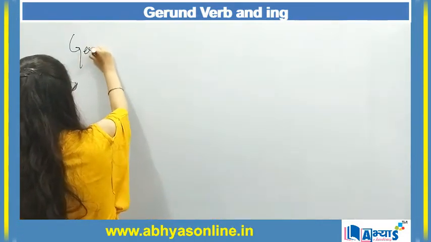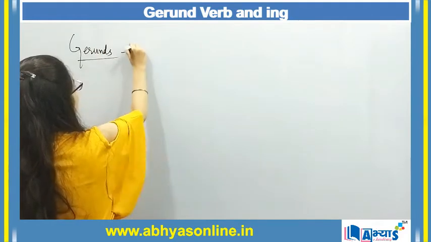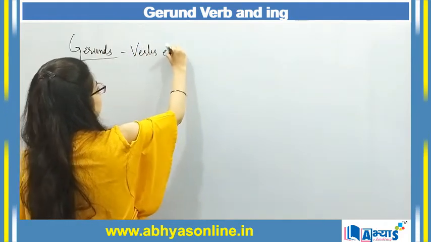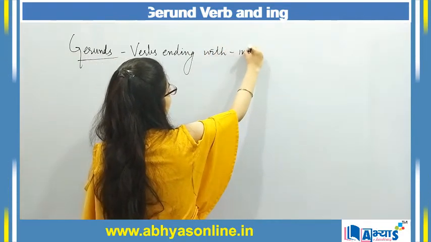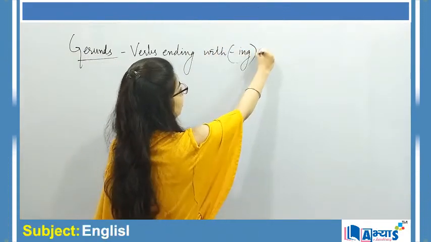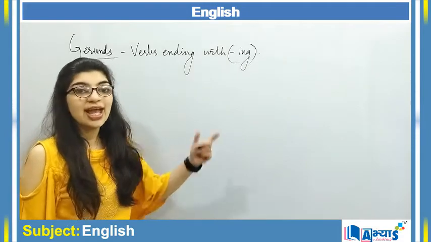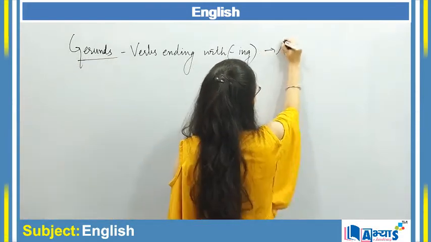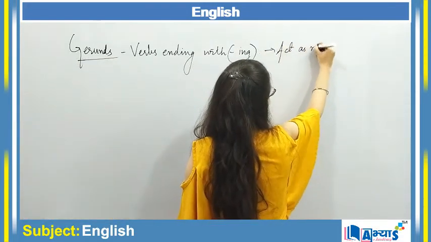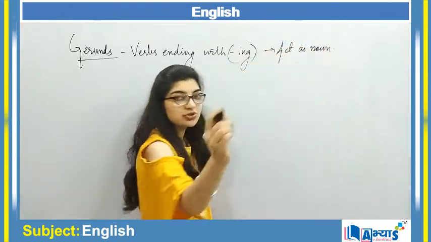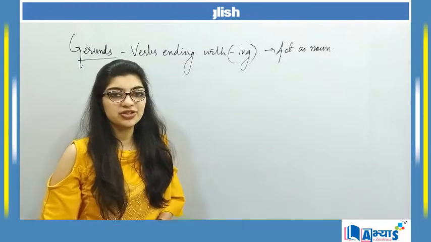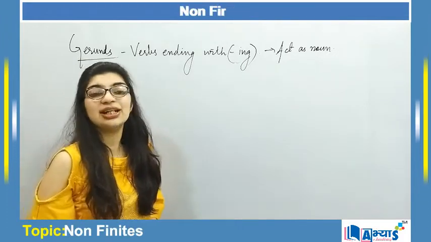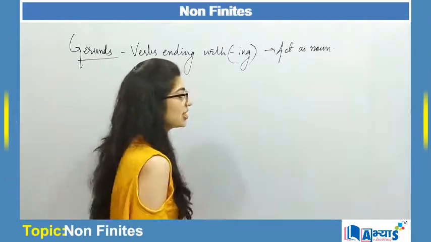If you consider gerunds, they are verbs ending with ing. All the verbs that end with ing are referred to as gerunds, and they act as nouns. They are verbs but they also act as nouns. So all those verbs are referred to as gerunds, and gerunds are basically a type of non-finites.